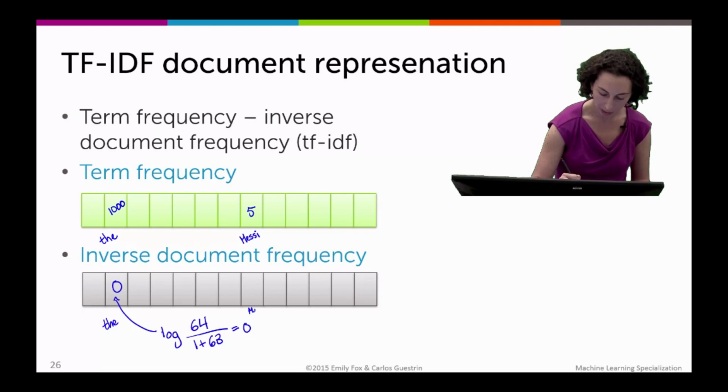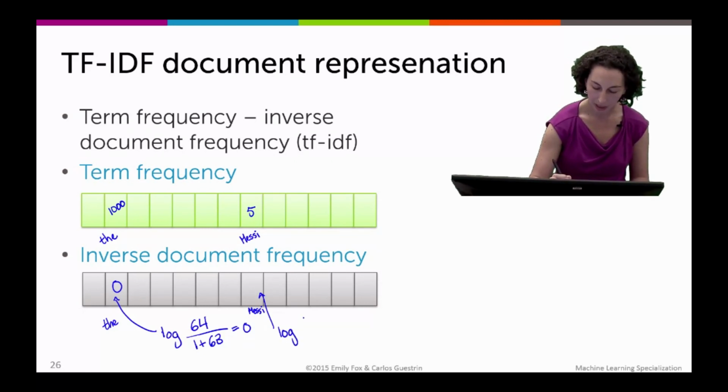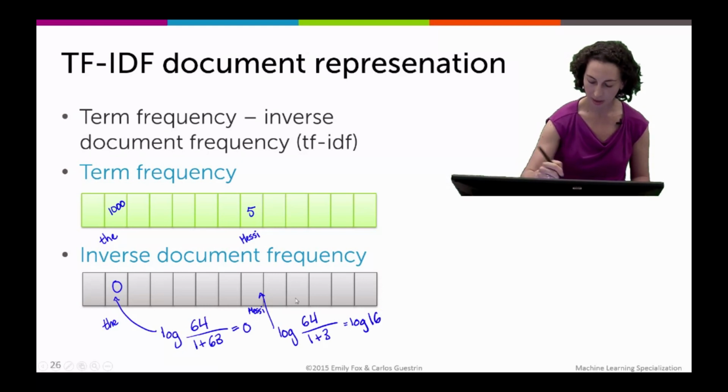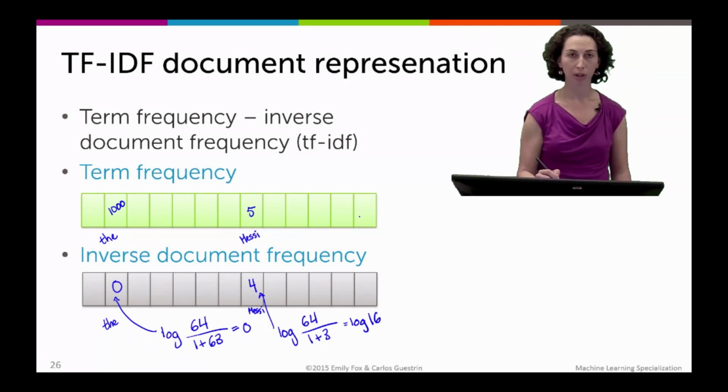In contrast, when we look at messy, let's assume that, again, we have some 64 total documents, and let's assume that the word messy appears only in 3 of these documents. So we get log of 16, which if we use log base 2, gives us 4. Okay, so this is our term frequency and our inverse document frequency for these 2 words.